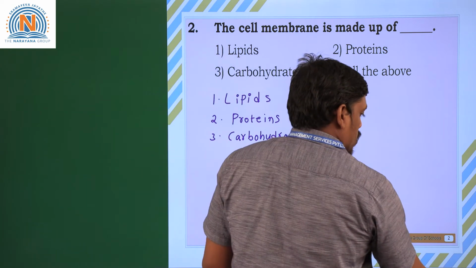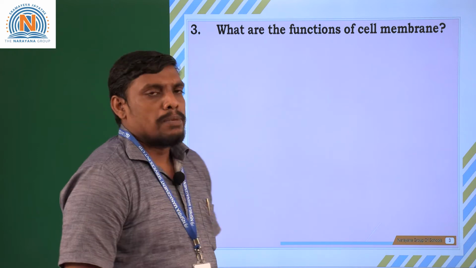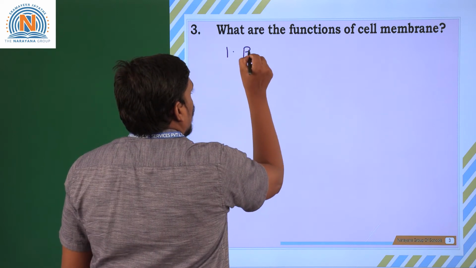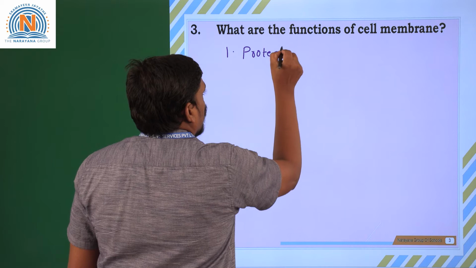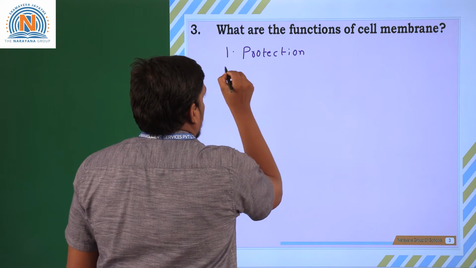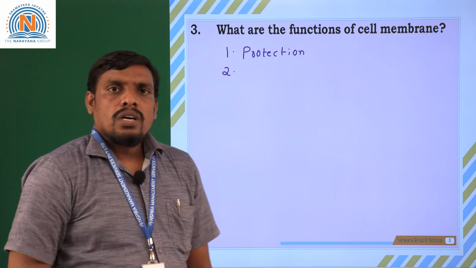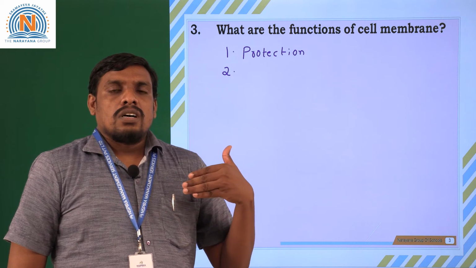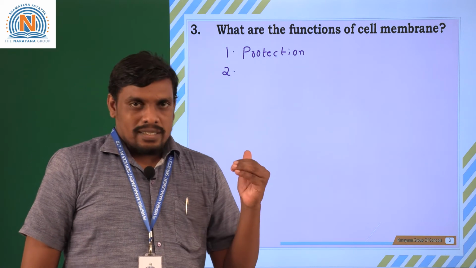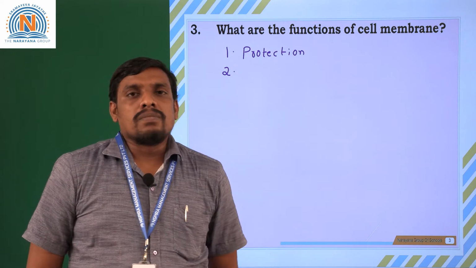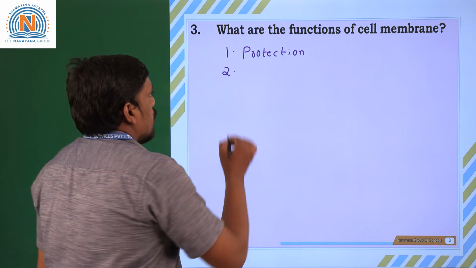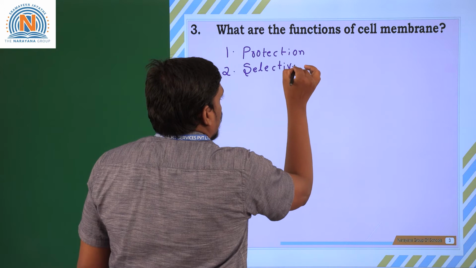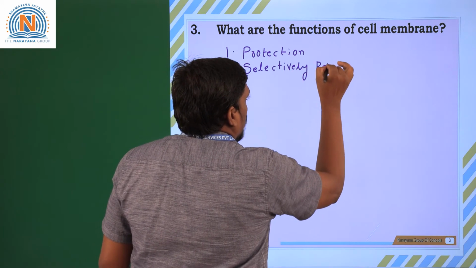Moving to the next question, students. Third one: what are the functions of a cell membrane? As I said previously, the cell membrane first gives protection. The basic function of a cell membrane is protection. It protects the cell from external shocks and injuries as well as from external natural calamities. The cell gets protected with the help of the membrane called the cell membrane. The cell membrane is generally a selectively permeable membrane.